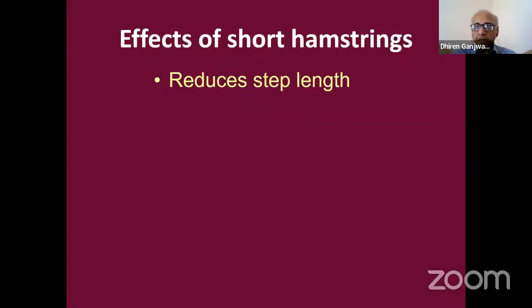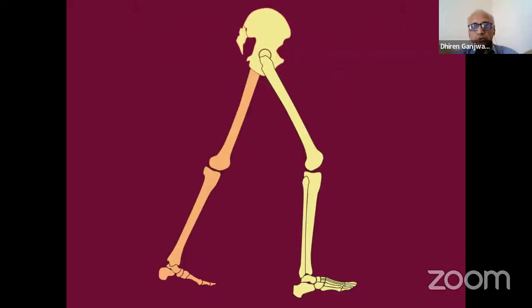So the first effect which we see in the clinical setting is that short hamstrings lead to reduced step length. Let us see that by this animation. To understand these animations, we are looking from the right side, and we are going to focus on the right lower limb, which is in the swing phase.